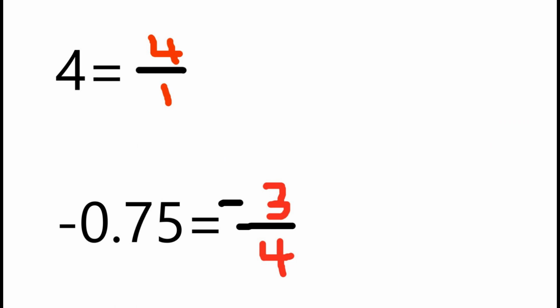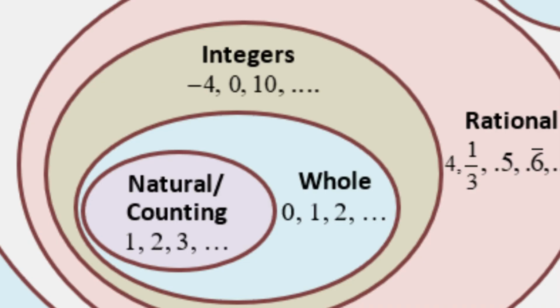4 is rational because it can be expressed as 4 over 1. Negative 0.75 is rational because it can be expressed as minus 3 over 4. We began with natural numbers, but those are subsets of the whole numbers, which are subsets of the integers, which are inside the rational numbers.